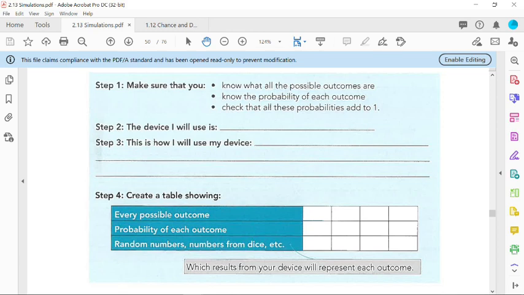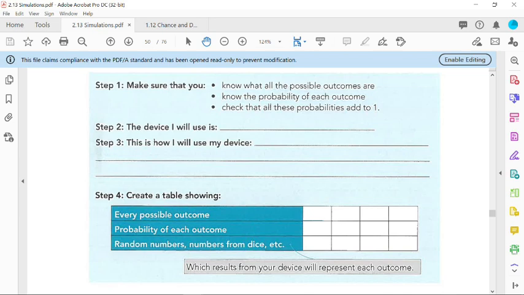You need to make sure that's background information. You're going to state the device you're going to use. We're all going to use the same device. We're going to use a random number generator at random.org/integer, right? Be specific. I need to be able to go back to your device and look at it.